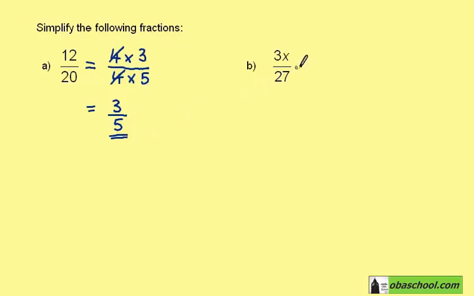So let's now consider 3x over 27. 3x means 3 times x. 27 can be written as 3 times 9. The 3's cancel, leaving us with x over 9.